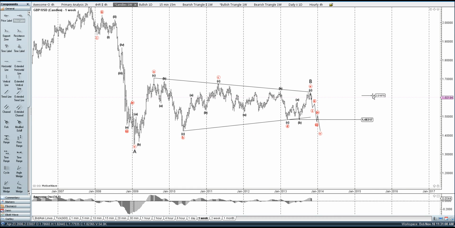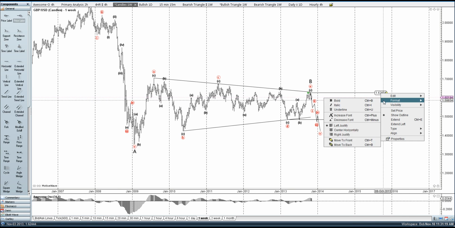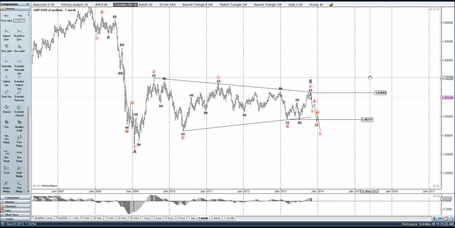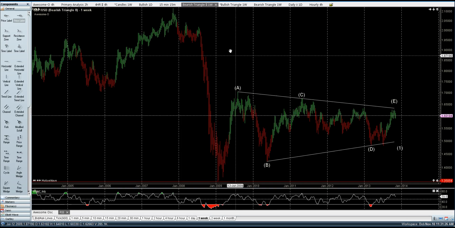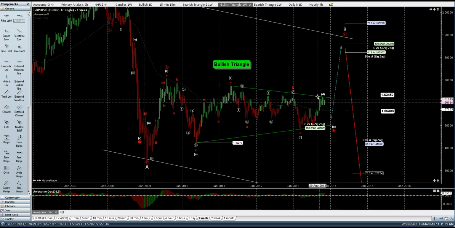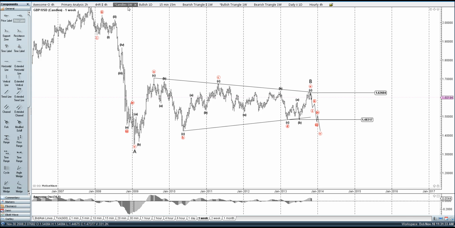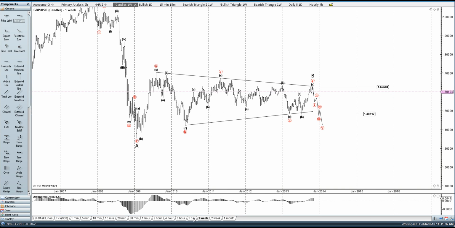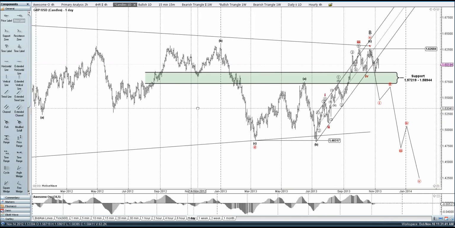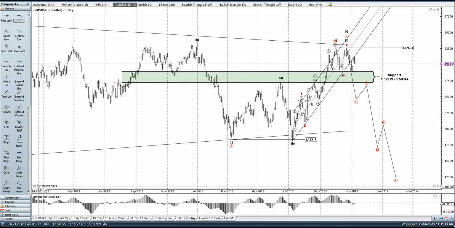I think we'll put that right there. 62.60 should hold. While we can either do the 5 waves down or complete this E wave. Oops, wrong one. Here. So, keep that in mind.